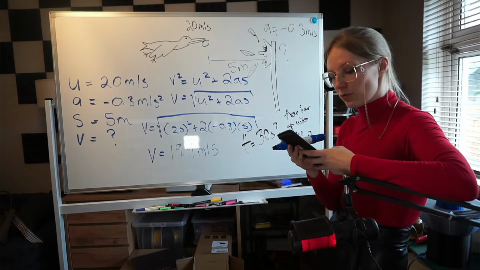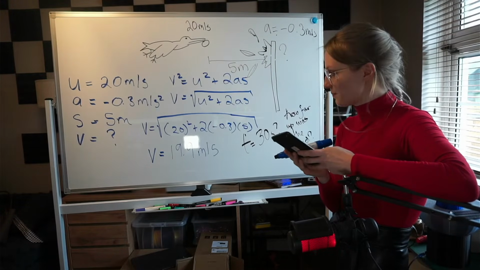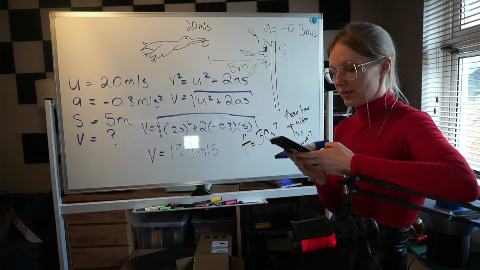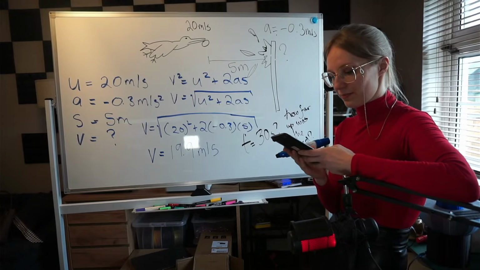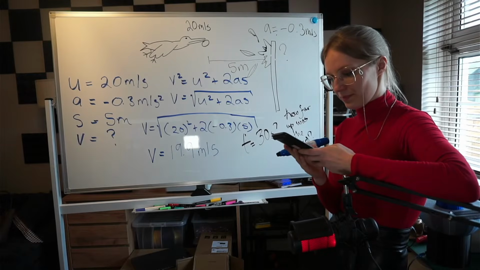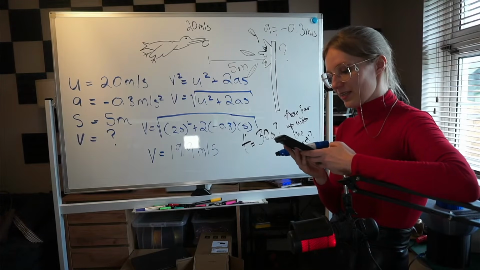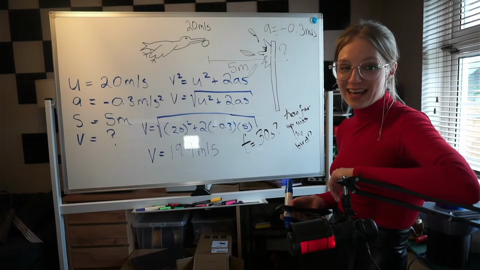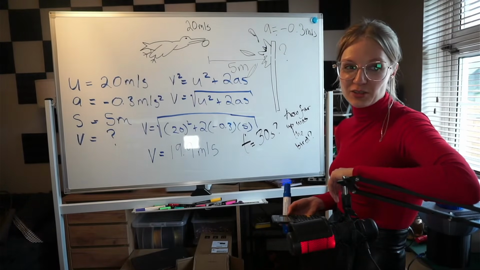Just to put it into perspective for us, 19.9 meters per second is just under 80 kilometers per hour, by the way. But just to get a more exact answer, it is 71.6 kilometers per hour. That is the flight of the bird as it crashed into the wall and died.